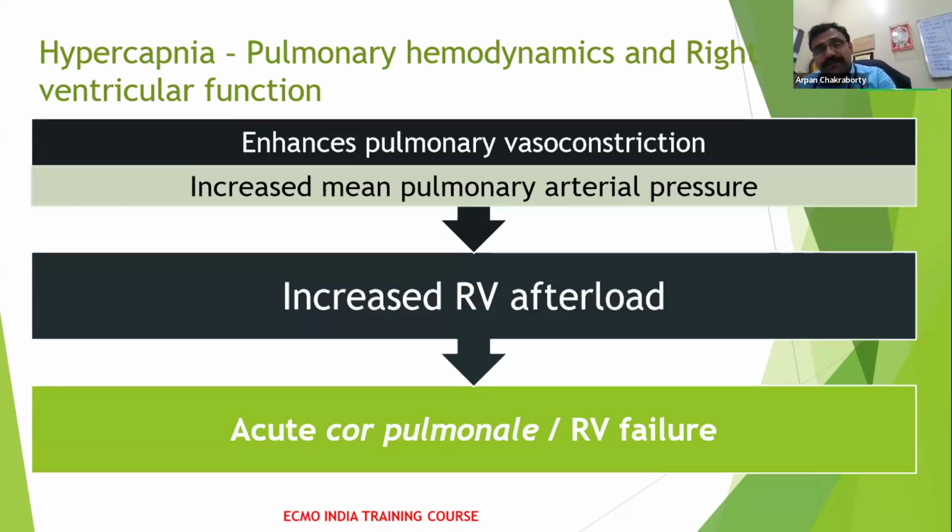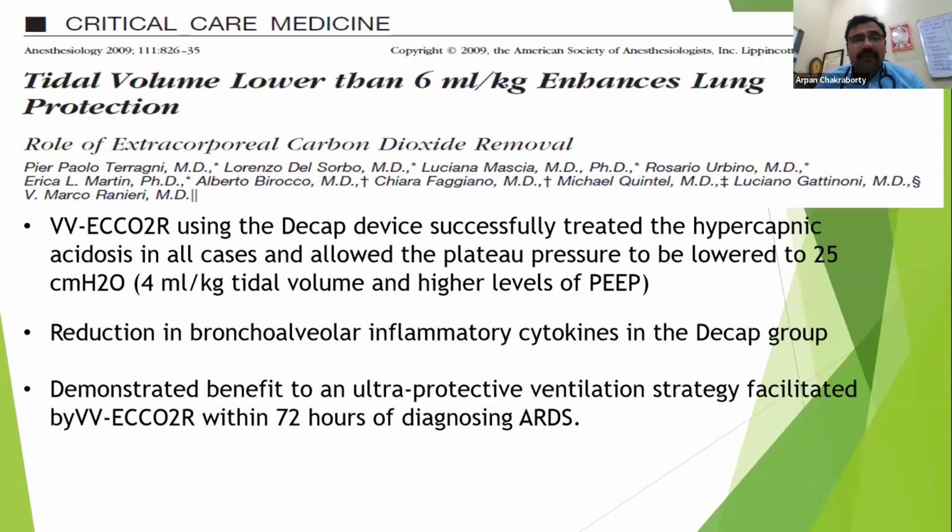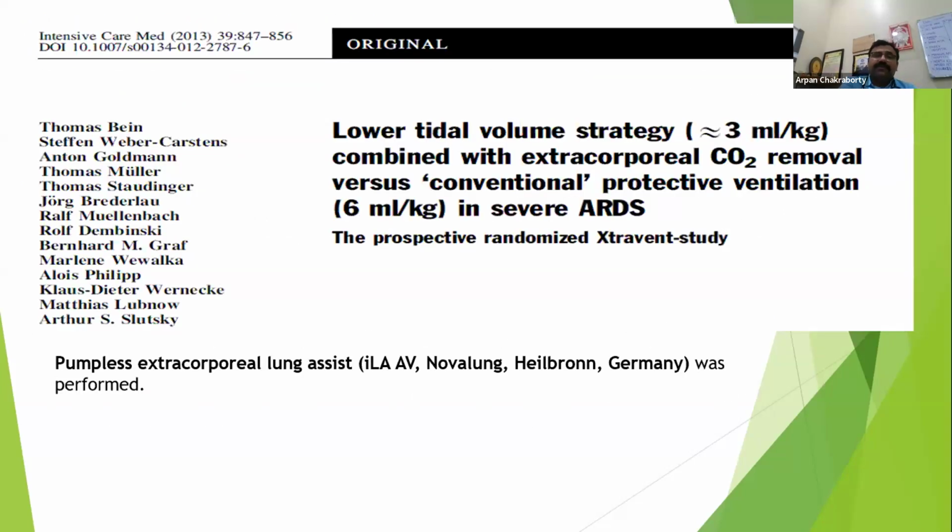So the idea of using ECCO2R with low tidal volume or ultra low tidal volume ventilation is because of lung protection and reduction in the bronchoalveolar inflammatory cytokines in the decap group. The decap is a method of using ECCO2R at that point of time. So lots of papers came with a 3 ml per kg tidal volume strategy with ECCO2R, and they used the pumpless extracorporeal lung assist, where the pump was not there and only the oxygenator was there, in Germany.